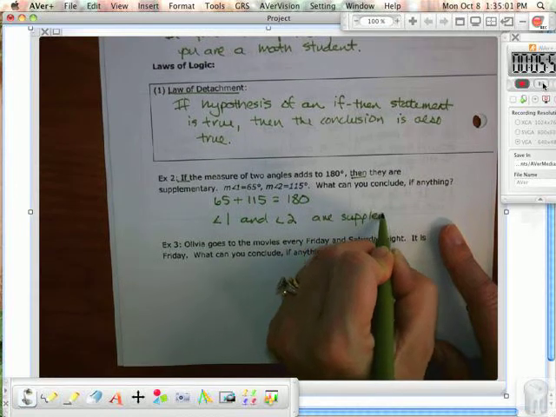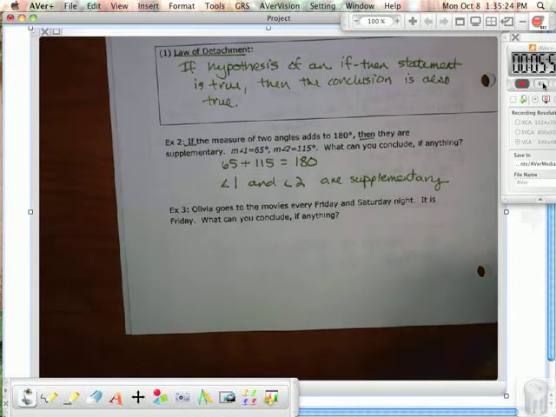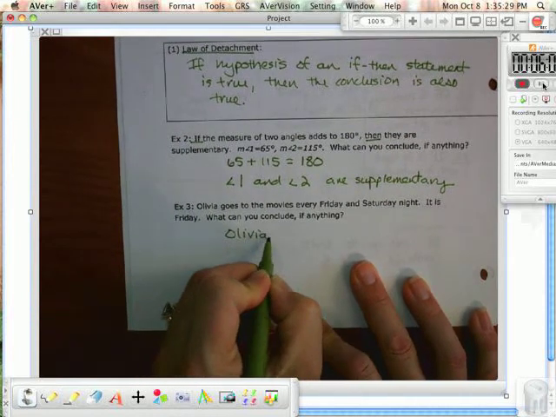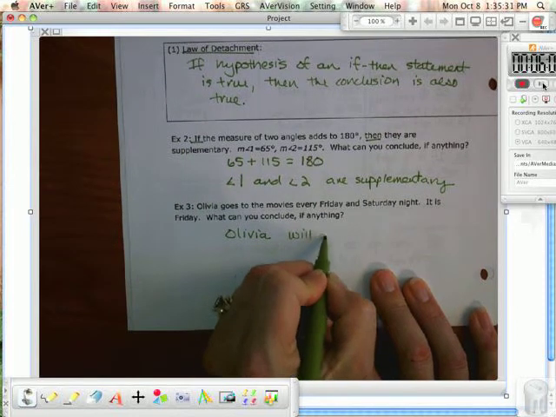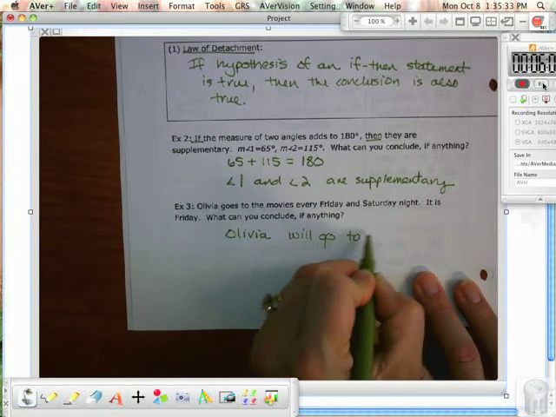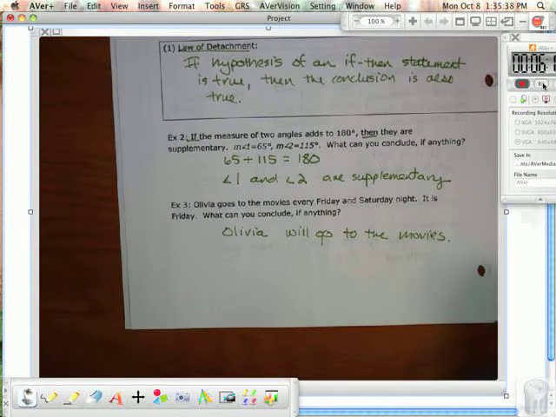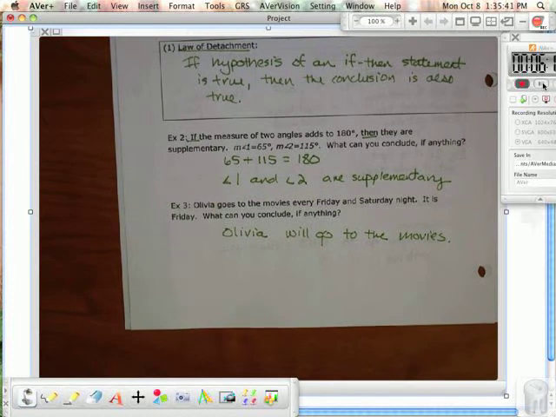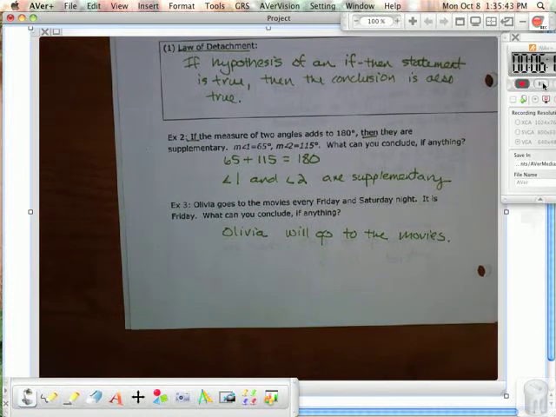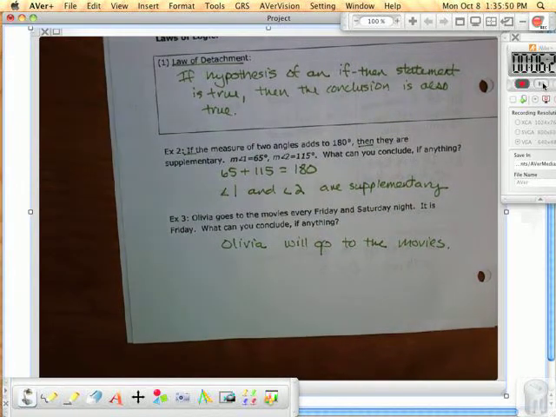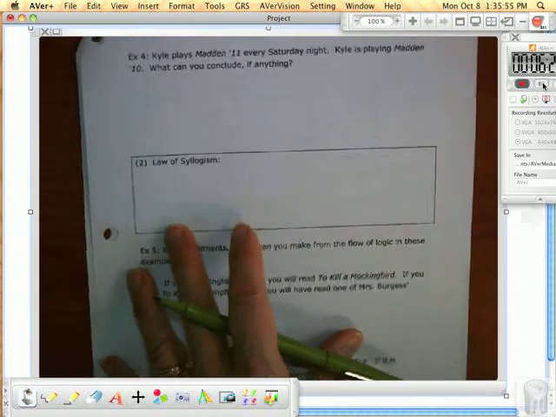We can conclude that Olivia will go to the movies. That costs a lot of money. Yeah, I know. We can conclude that she will go to the movies. How do you like this so far? No algebra involved, no real numbers. It is a lot of writing. Your homework is a lot of writing, I'm just saying. That one doesn't work so good either.